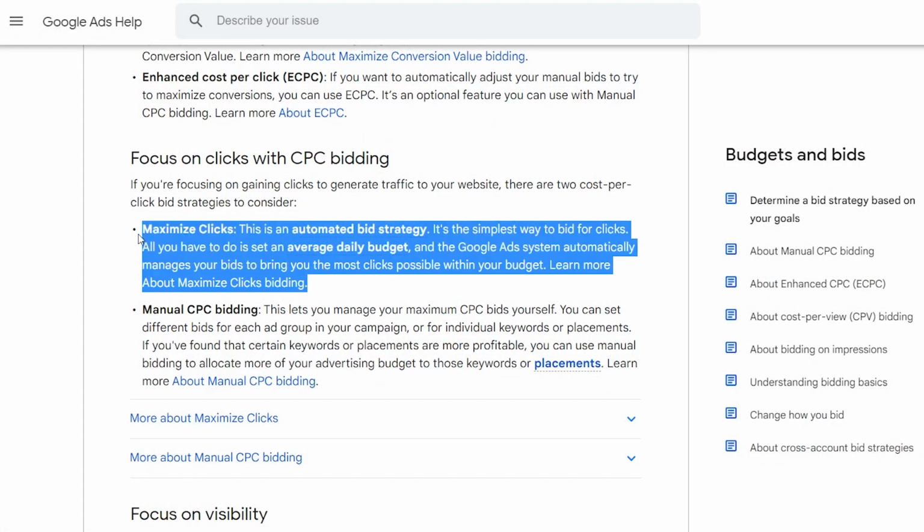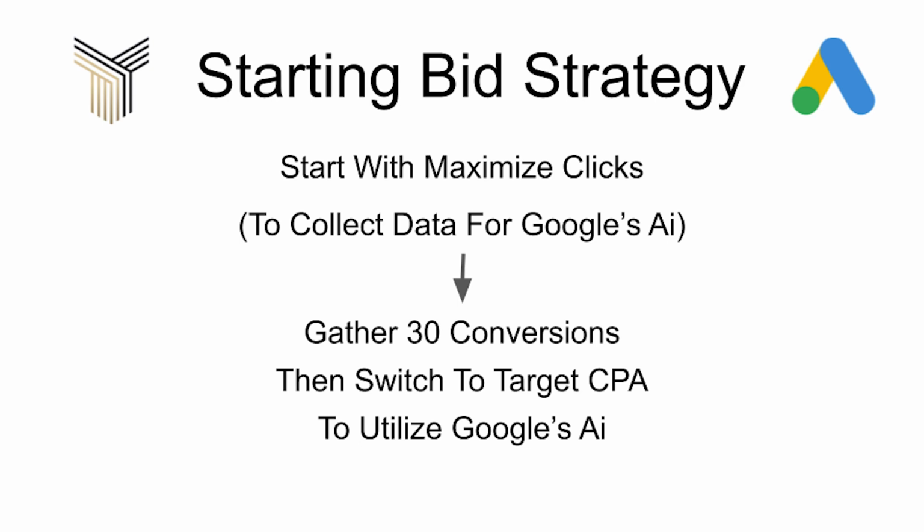Why do I care about clicks? I want conversions. I want leads into my business. I don't care about clicks. Absolutely, I completely agree with you. But what we need right now is data. And the best way to get data very quickly is to set your account to maximize clicks. That way we get as much relevant data into your Google Ads account as possible, as quickly as possible. And then we're going to switch over to an automated bid strategy like target CPA or maximize conversions.